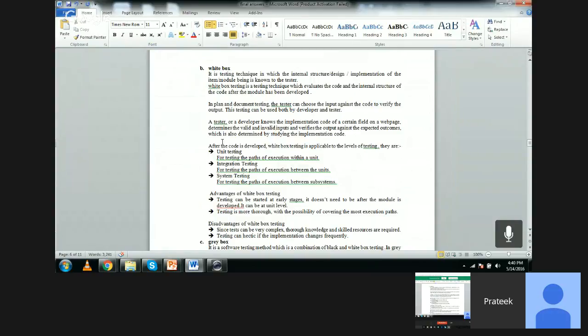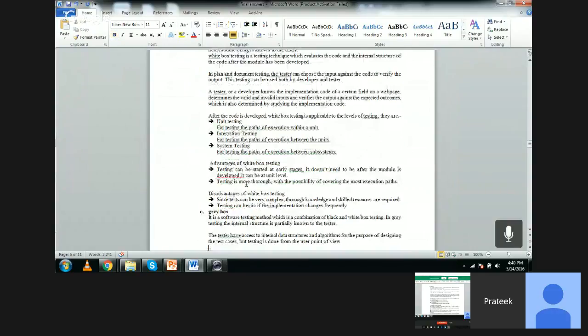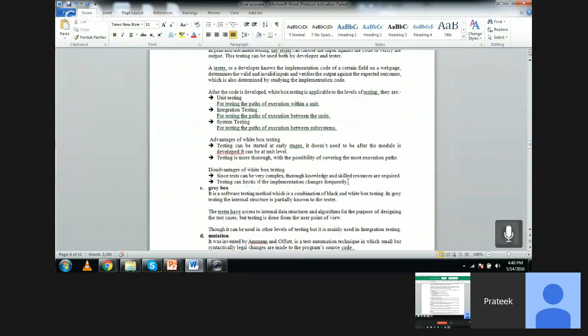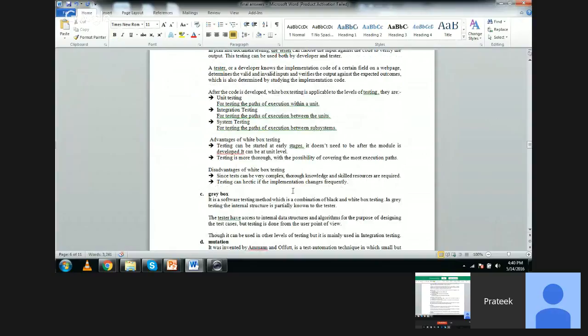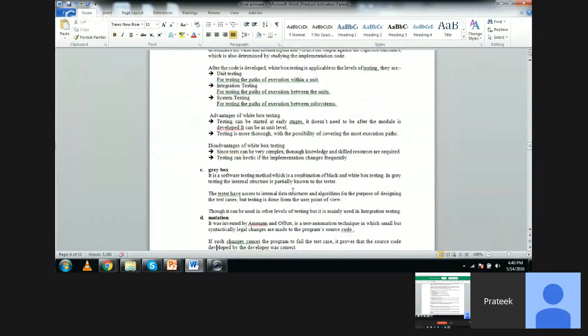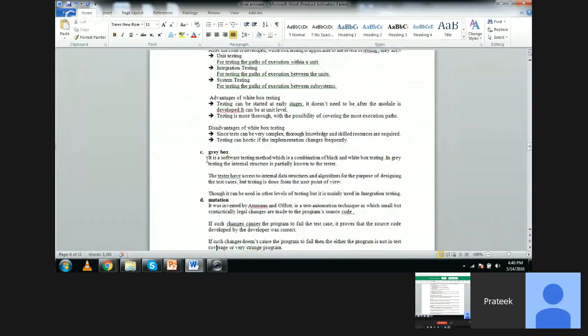These can be implemented in unit testing, integration, and system testing. I wrote one point for each of them, and the advantages and disadvantages. Similarly, I wrote about gray box testing. I didn't get many good points for this, so I wrote approximately 4 lines on it. Okay.